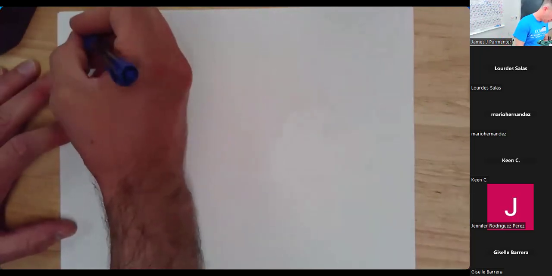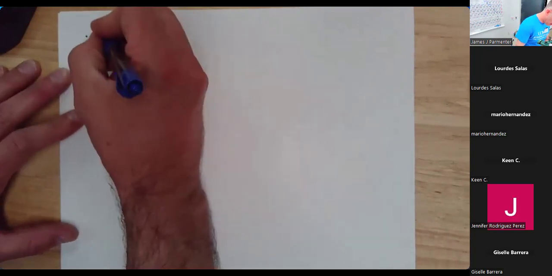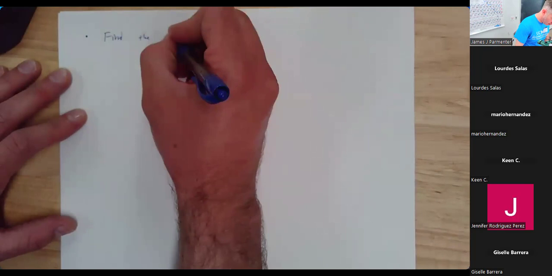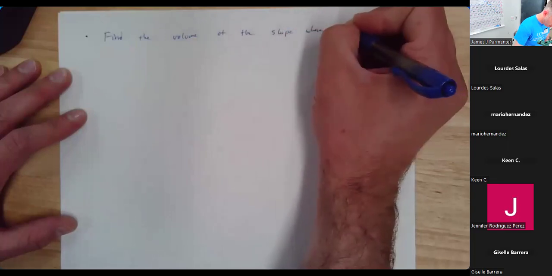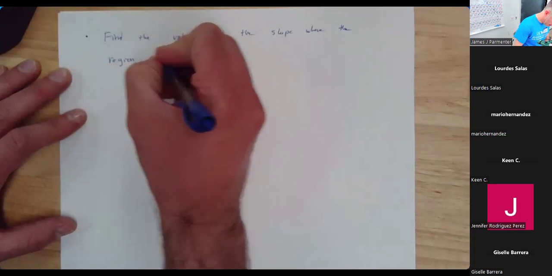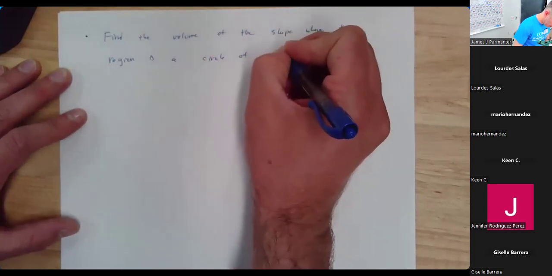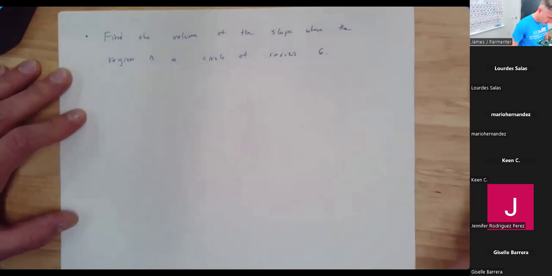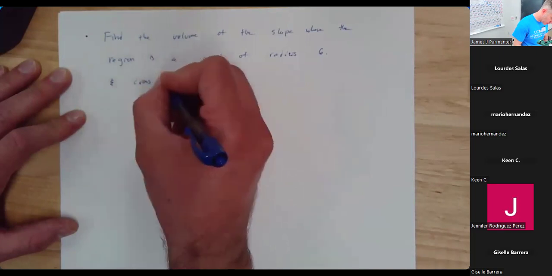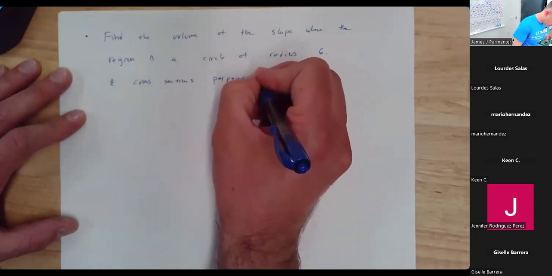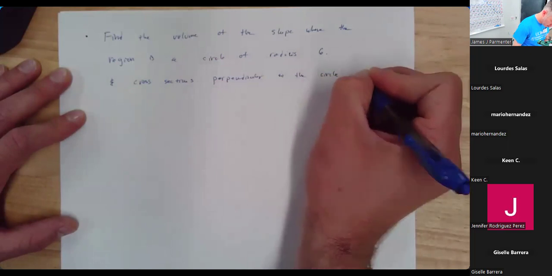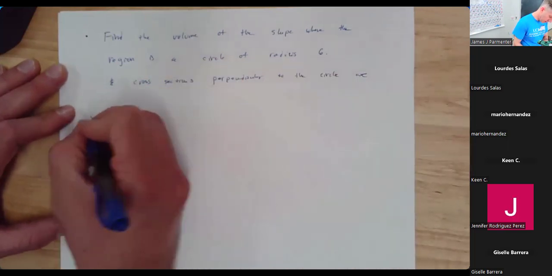So for example, circle is never my favorite choice, but fine, we can do a circle. We'll do two of these. We'll say find, or maybe set up, the volume of the shape where the region is a circle of radius 6 and cross sections perpendicular to the circle are, the first version, squares.